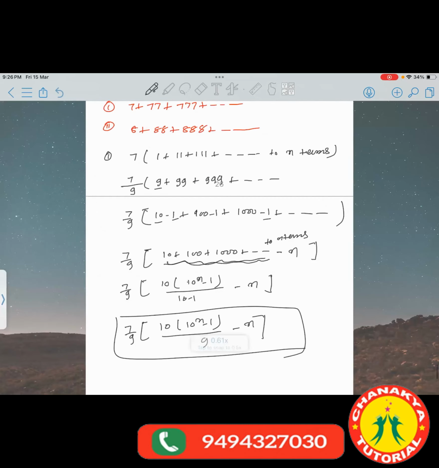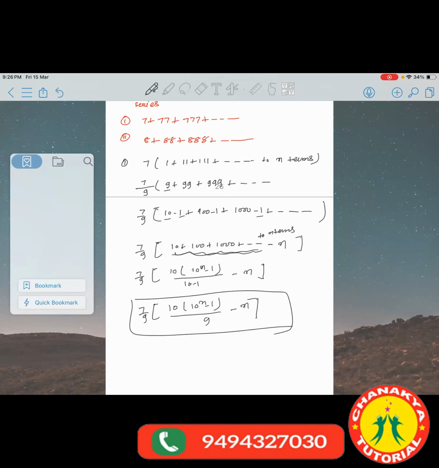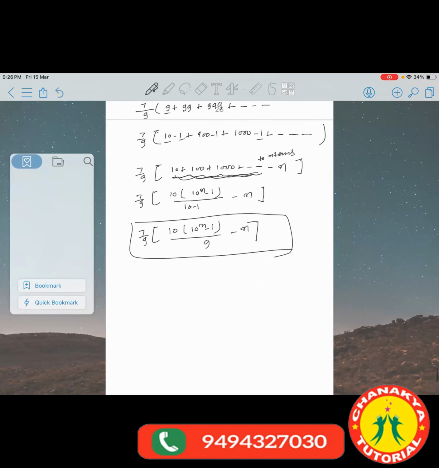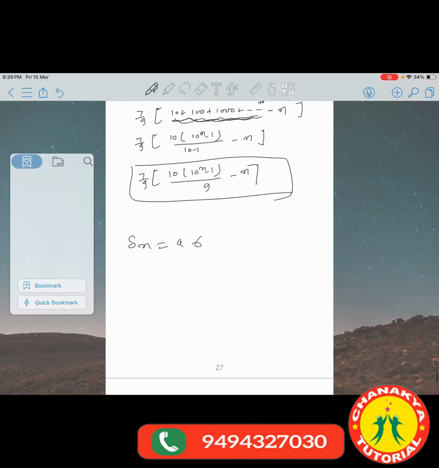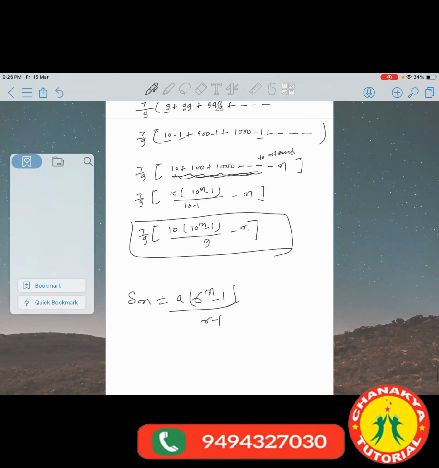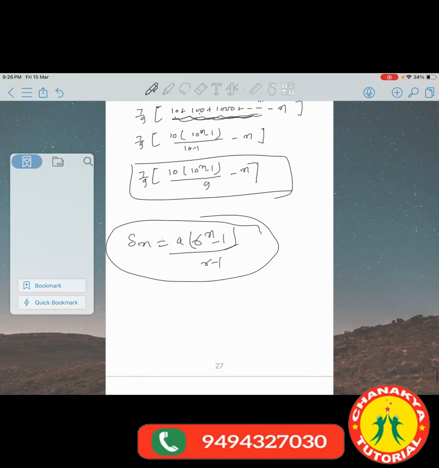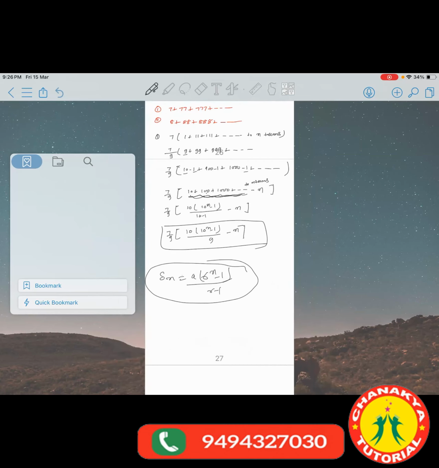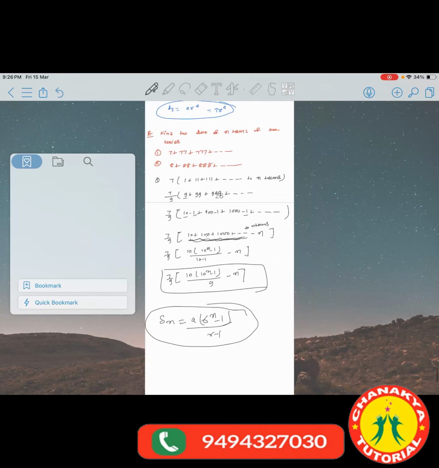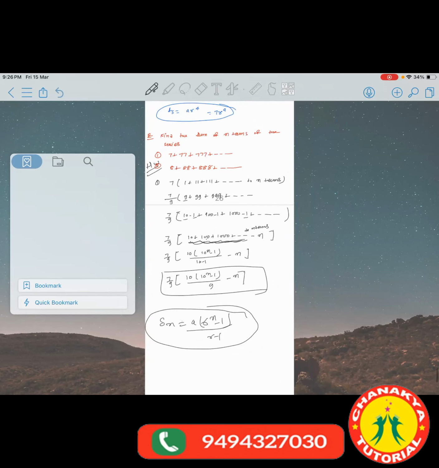Any doubt? Anyone? I applied the GP sum formula here: Sn is equal to a r power n minus 1 upon r minus 1, because r is 10 and r is greater than 1, so apply this formula. a is 10, and r is 100 upon 10, which is 10, right? Any doubt? So the second question will be done; this is your homework question.